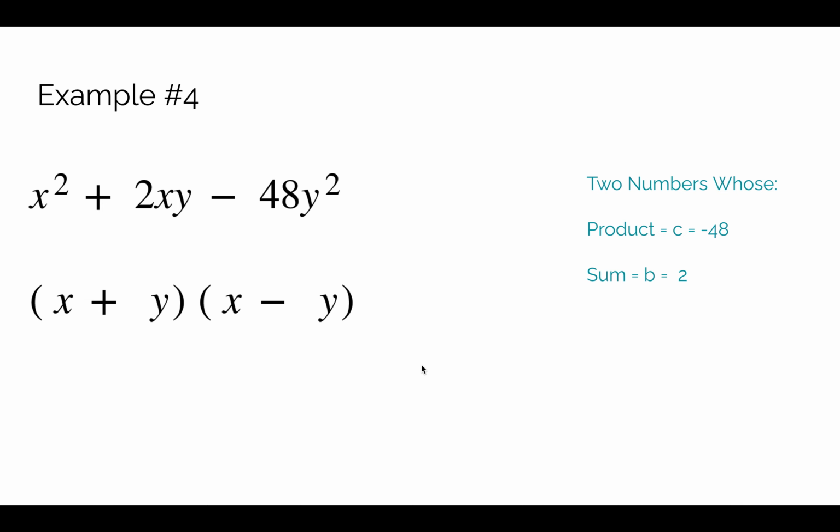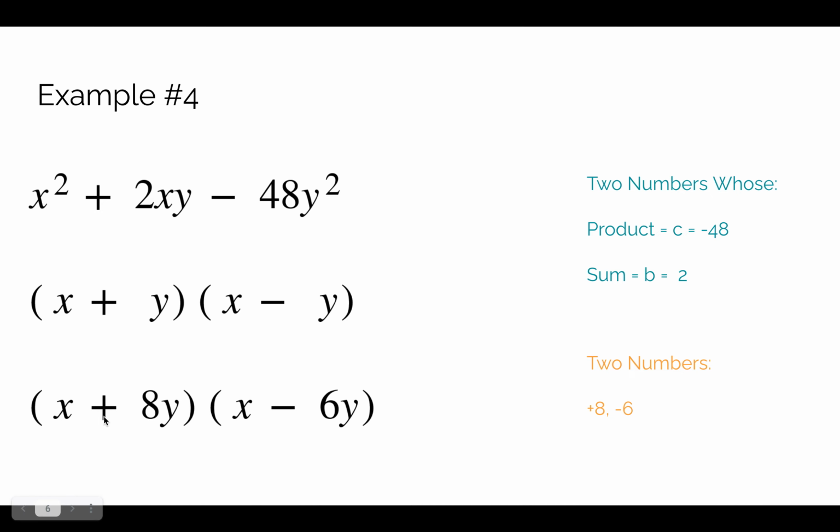Well, let's see some numbers that you can multiply to get negative 48. You can get negative 48 times 1, or negative 12 times 4, or negative 6 times 8. The numbers that work here are positive 8 and negative 6. So if we plug those back into our original factored form, we get x plus 8y times x minus 6y.